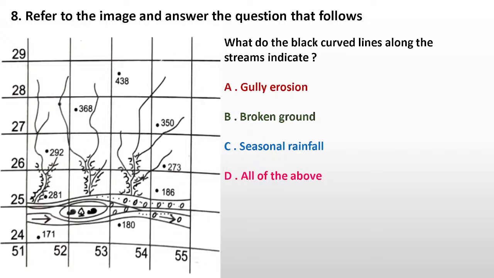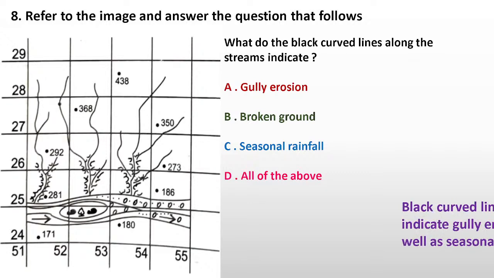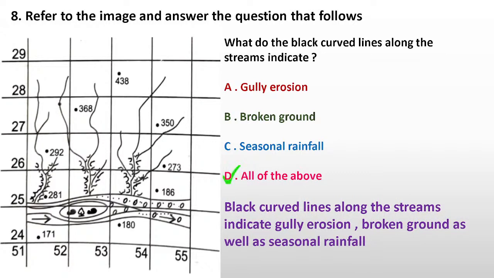So, what should be the answer for this question? What do the black curved lines along the streams indicate? And the correct answer for this question is D. All of the above. See, the black curved lines along the streams indicate gully erosion, broken ground, as well as seasonal rainfall.